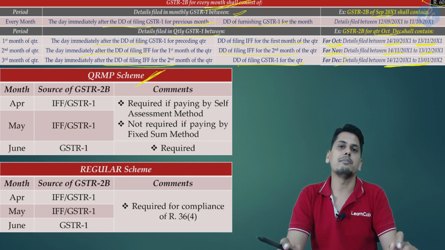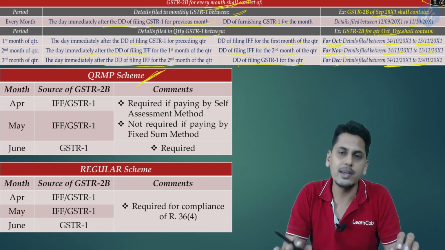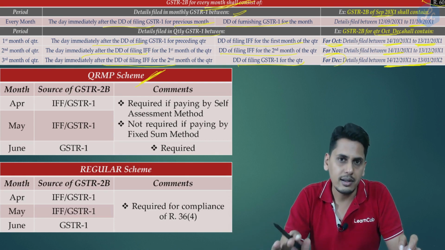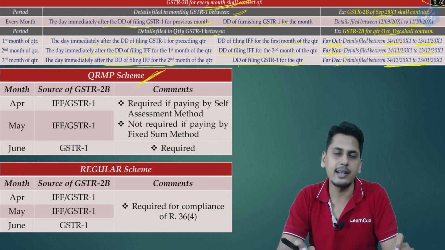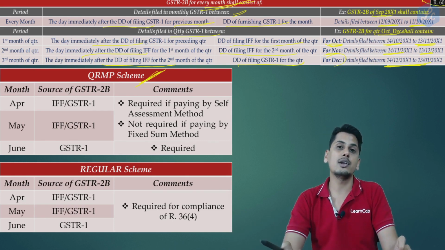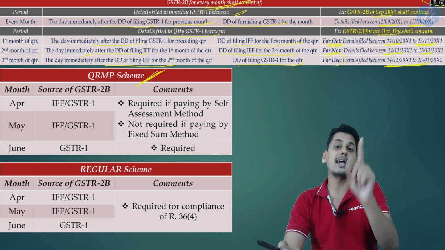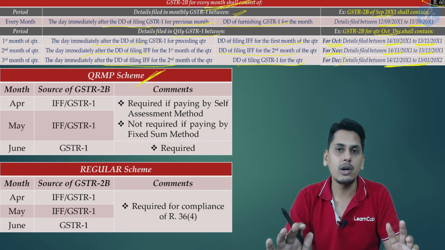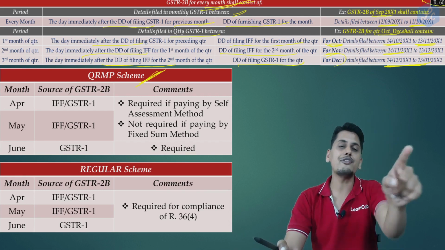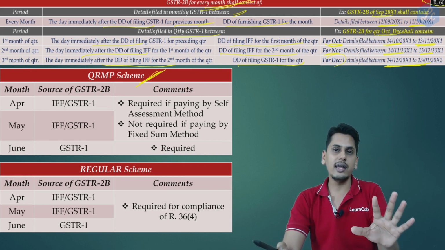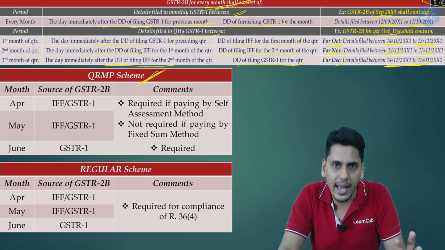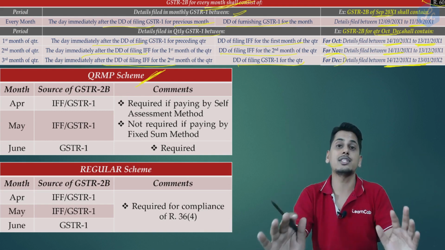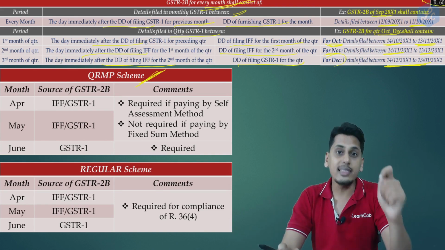However, even under the fixed sum method, for the third month it is always on a self-assessment basis. Therefore, I would require GSTR-2B data when I file the return for the entire quarter, because what I paid in the first and second month under the fixed sum method was only to ease the compliance burden. The actual calculations I will have to do at the end of the quarter.